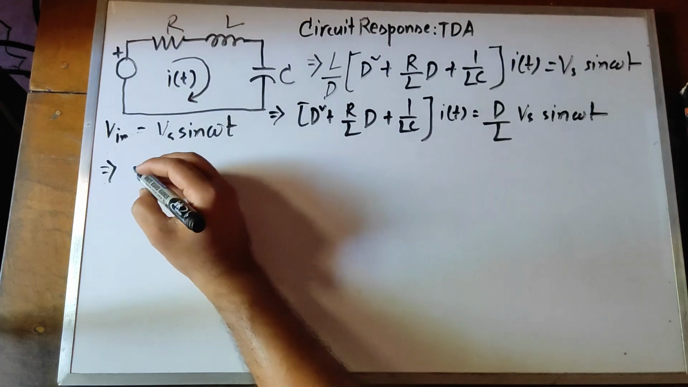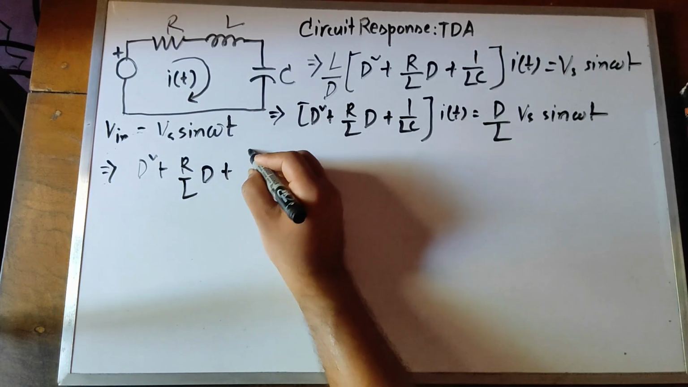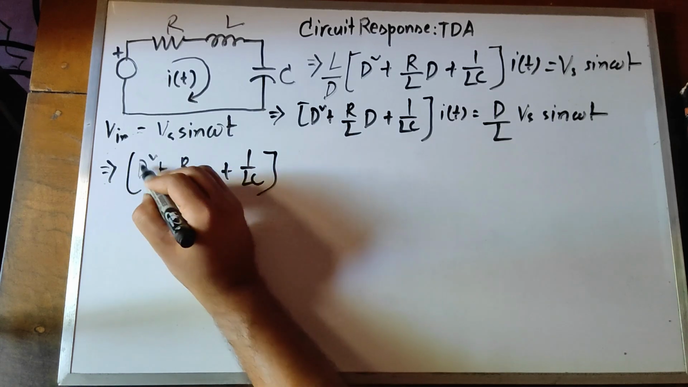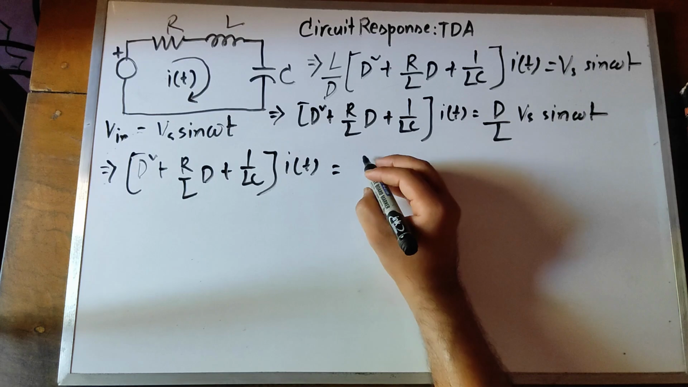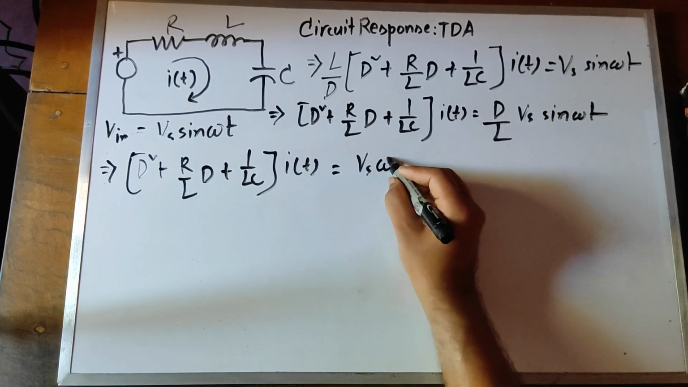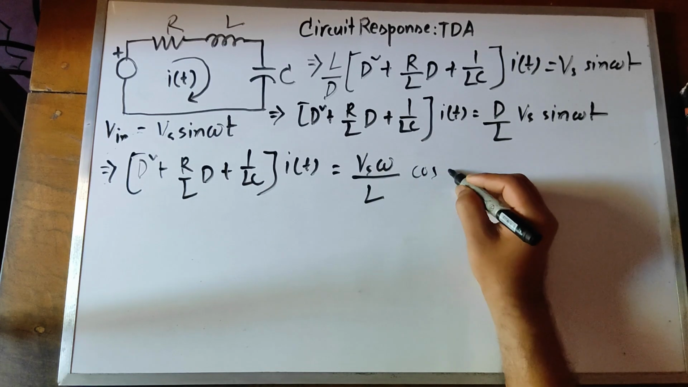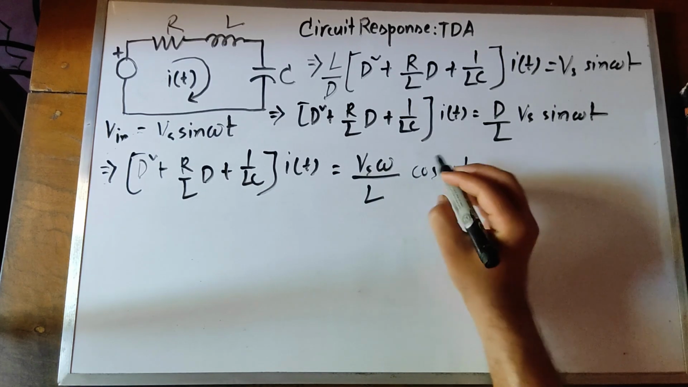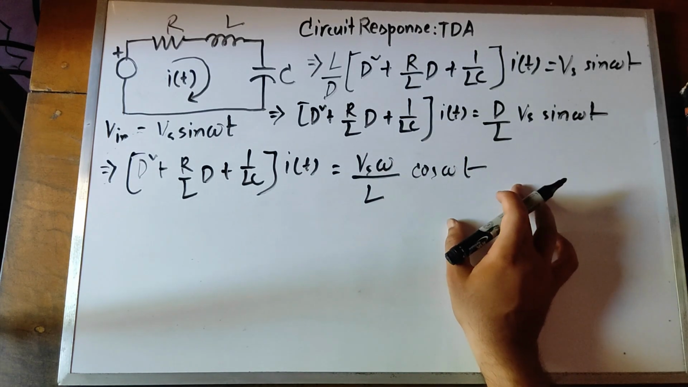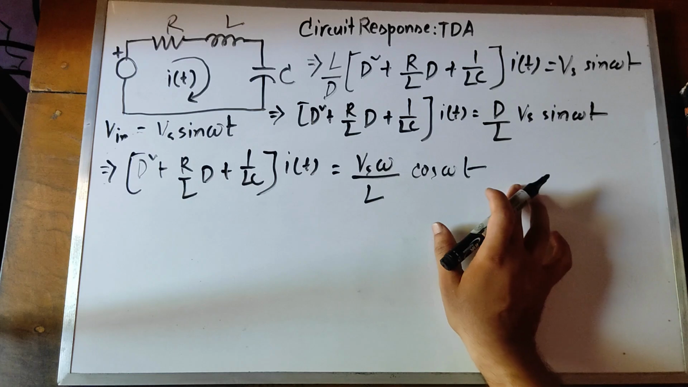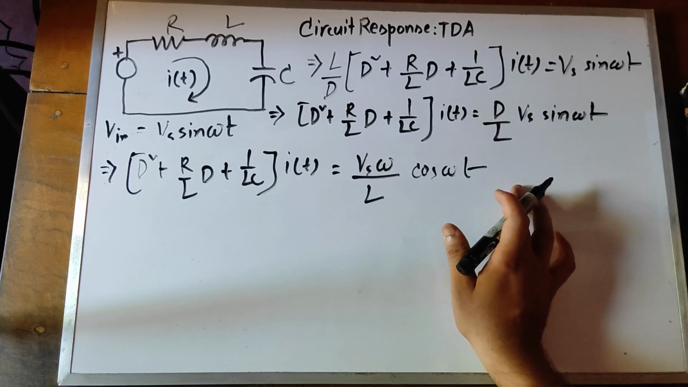If I do this, like (D squared plus R by L D plus 1 by LC) I_T equals, so this will give me Vs omega by L. D is differentiation, so cos omega t. There's no doubt about it, I have just done the differentiation. Differentiation of sine omega t with respect to t is omega cos omega t.